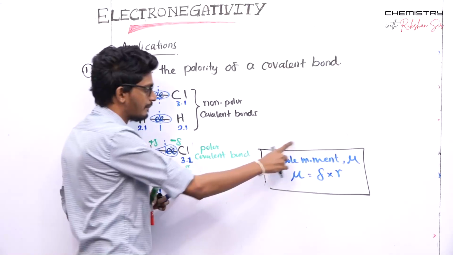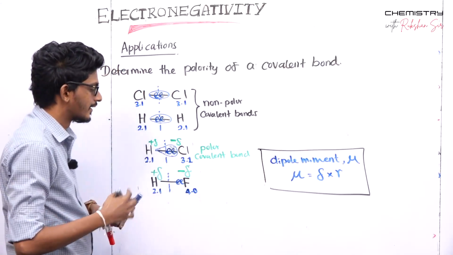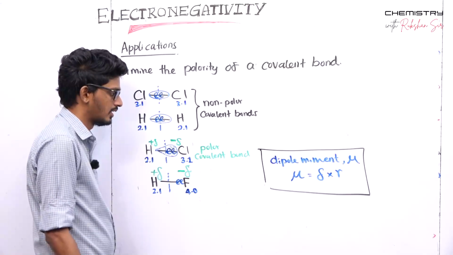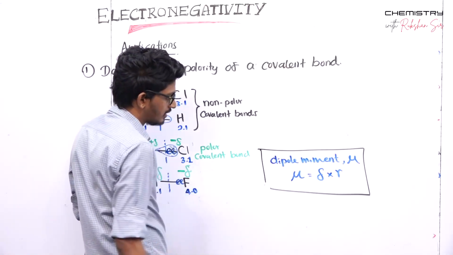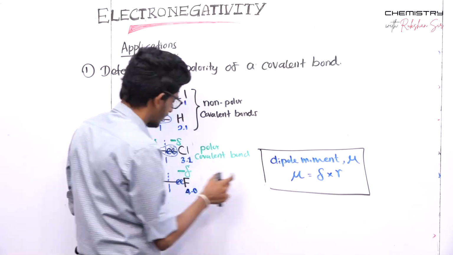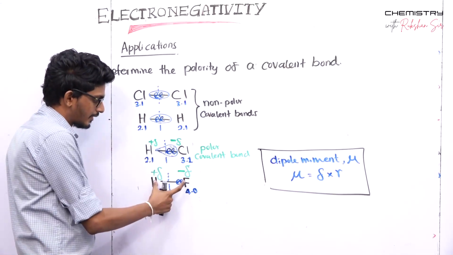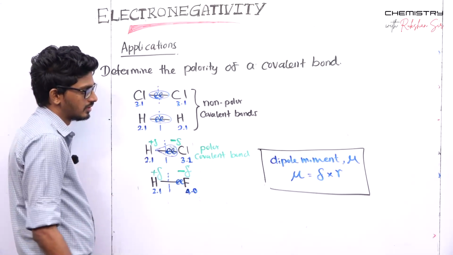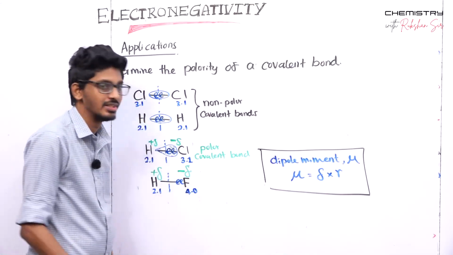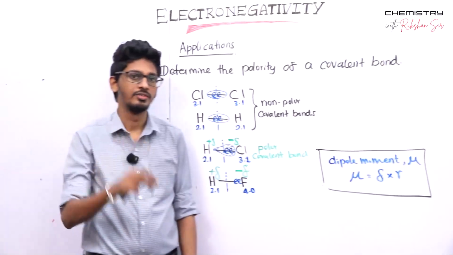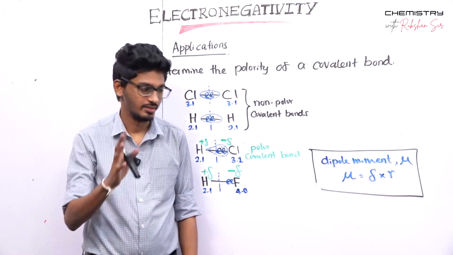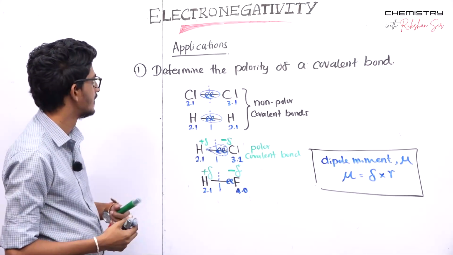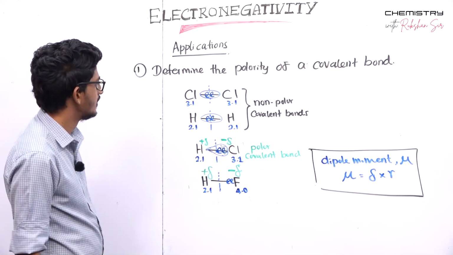Dipole moment is a parameter used to get the magnitude of the polarity of a polar covalent bond, right? That can be taken by multiplying the partial charge by the bond length, the distance between the two nuclei of the atoms. That is how the dipole moment is measured, which is a measure of the polarity of your bond. So to determine the polarity of a covalent bond, you need the data about the electronegativity.